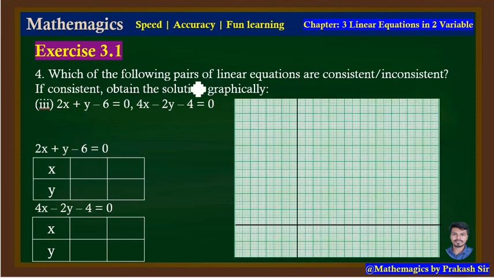Another one, which of the following pair of the equations are consistent or inconsistent? If consistent, obtain the solution graphically. So let us solve this first one. So first of all, we are going to check. So here this becomes 2, this becomes 4. This becomes 1, this becomes minus 2, this becomes minus 6, and this becomes minus 4. So obviously 2 by 4 is not equal to 1 by 2, because here the negative sign is there. That means it is intersecting line and it is consistent.